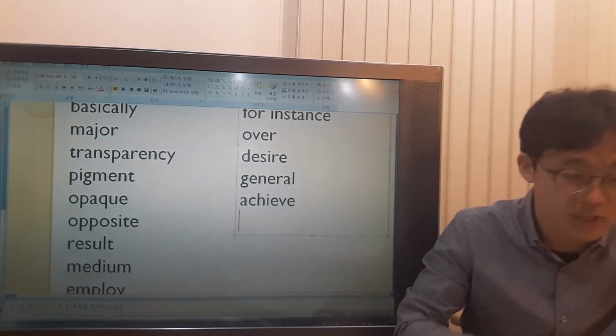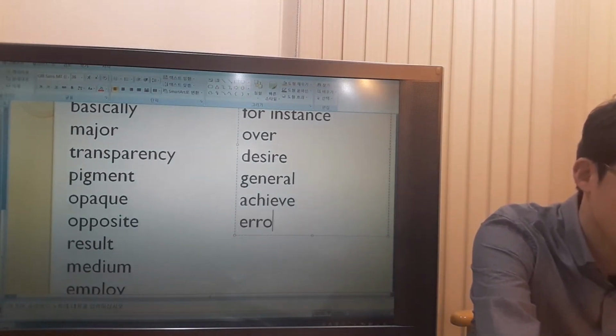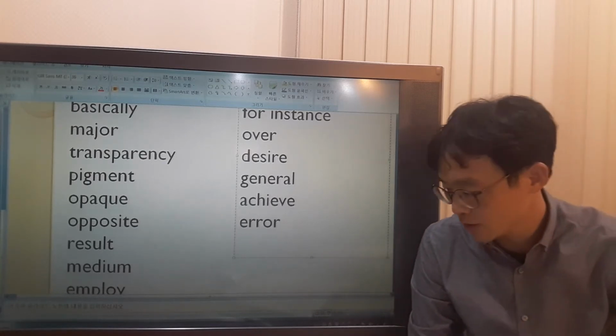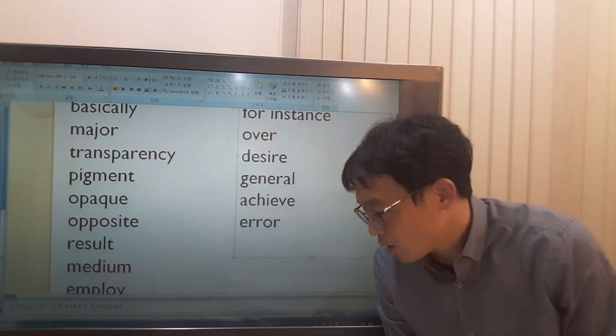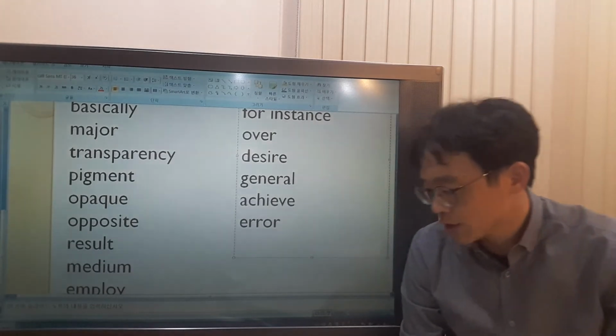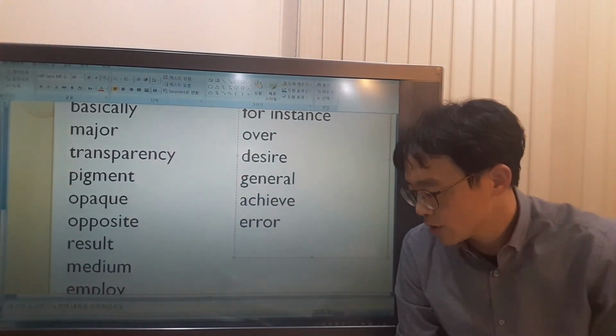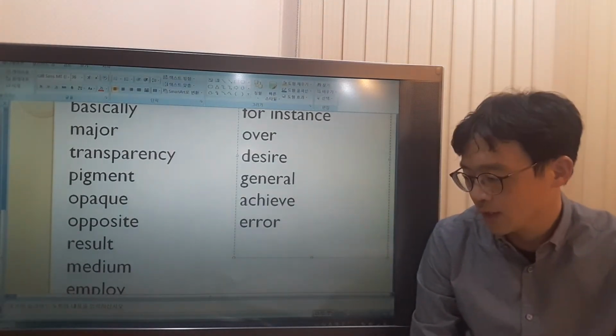If they make an error, what's an error? Error is a mistake, something you have done wrong. All they have to do is paint over it with another color. No one will know the difference in the end. In the end, okay?